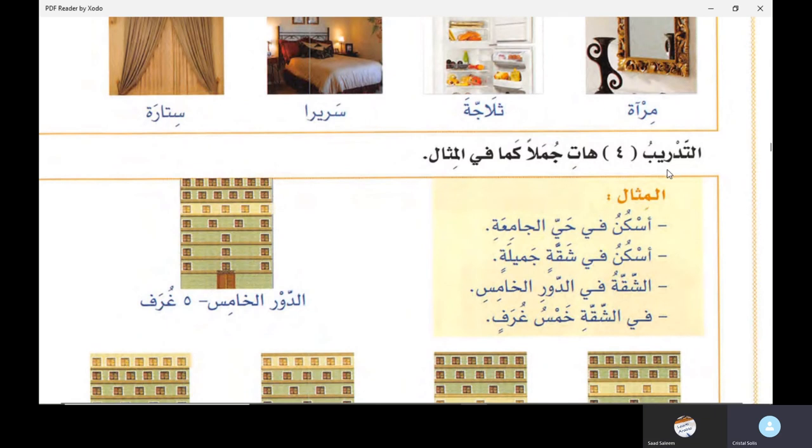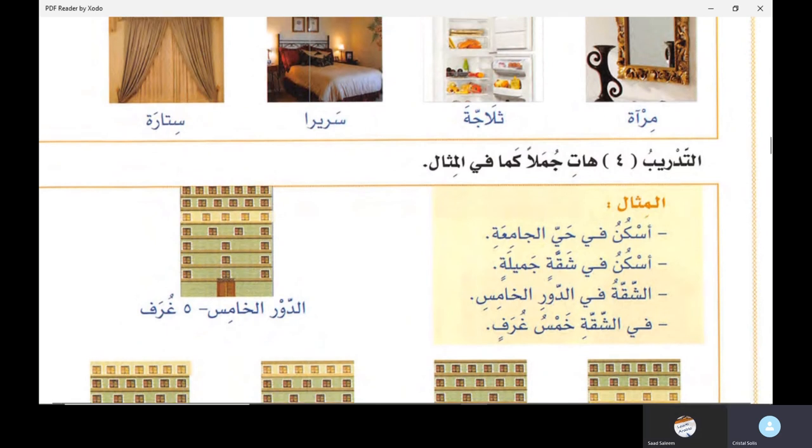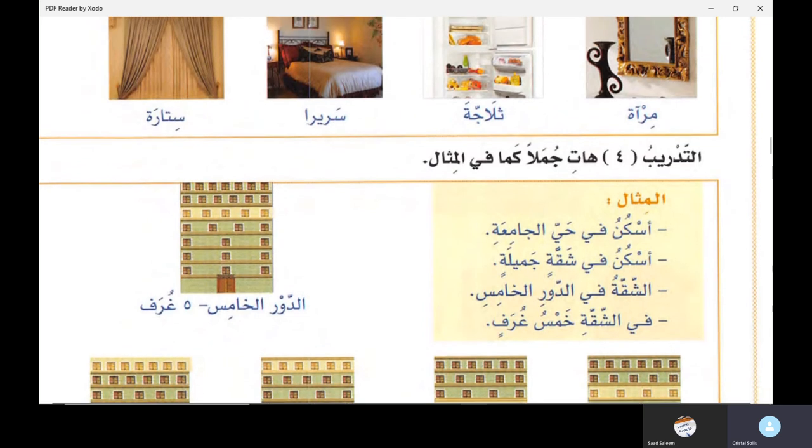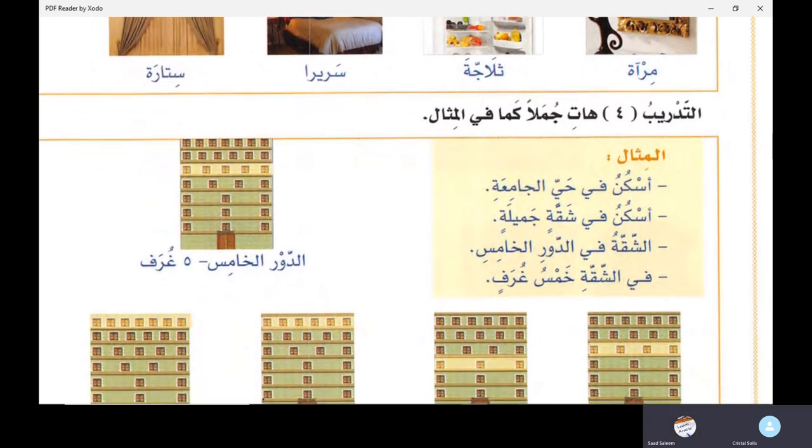Exercise four. Arabic. Good. Bring sentences like the one in the example. So hati means give or bring. Both meanings are correct. Bring sentences like the one in the example.